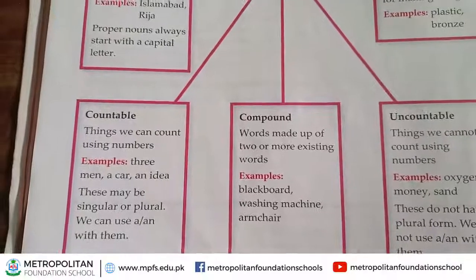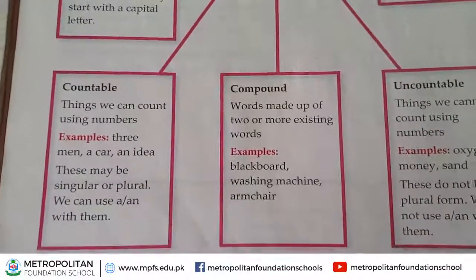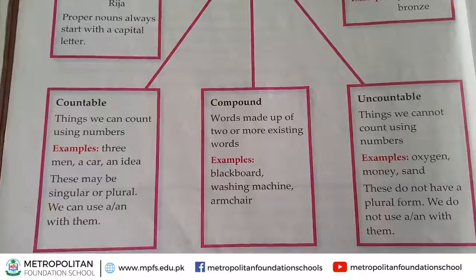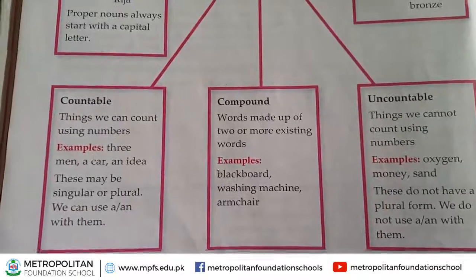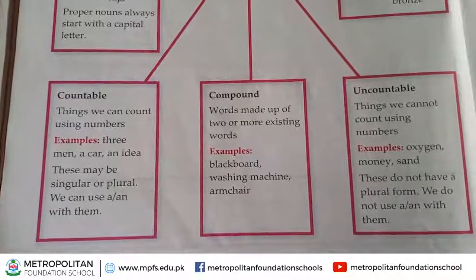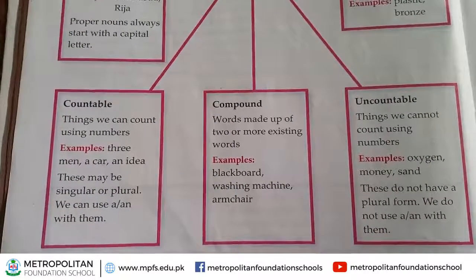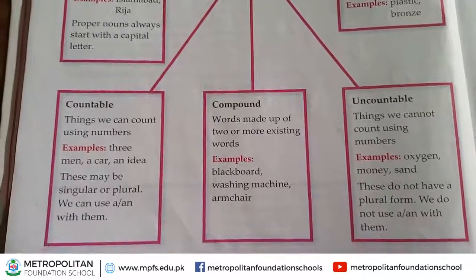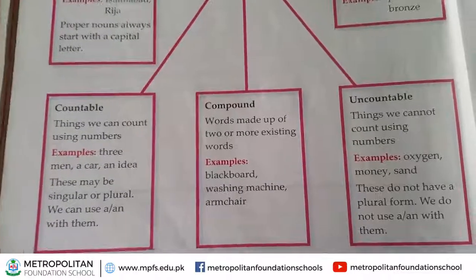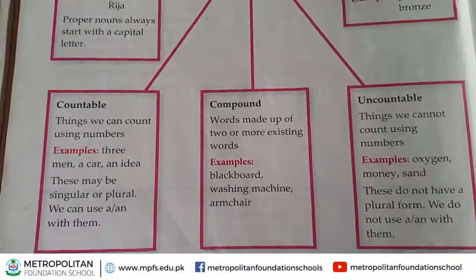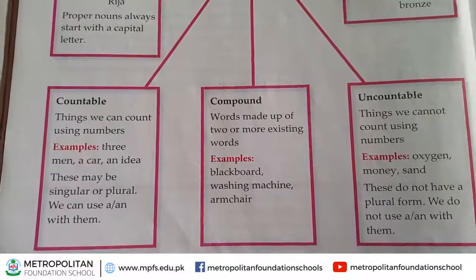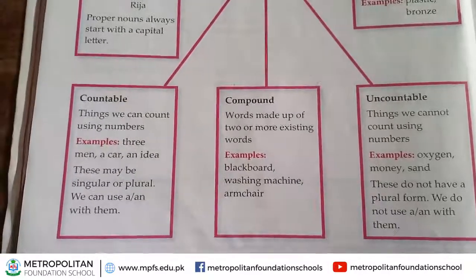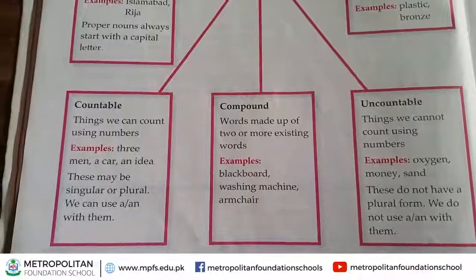If I'm going to explain a little bit about the articles a or an: if the word is starting with a consonant letter, we will use a. If the word starts with a vowel letter, we use an, like in this example, a car. Car's first letter is a consonant, which is C. So C is a consonant, that's why we use a.